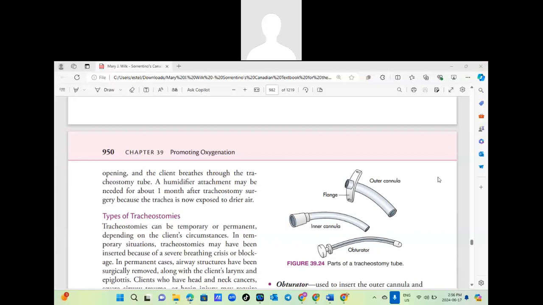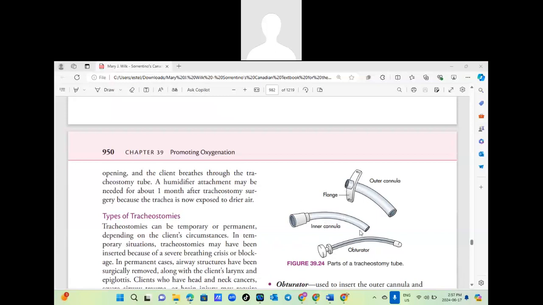All right. So for the outer cannula, this one stays, and the inner cannula is inserted over here. Then this one is taken out, and then it's going to be cleaned. If, for example, there's a lot of mucus, this one is taken out, and then they're going to do suctioning.